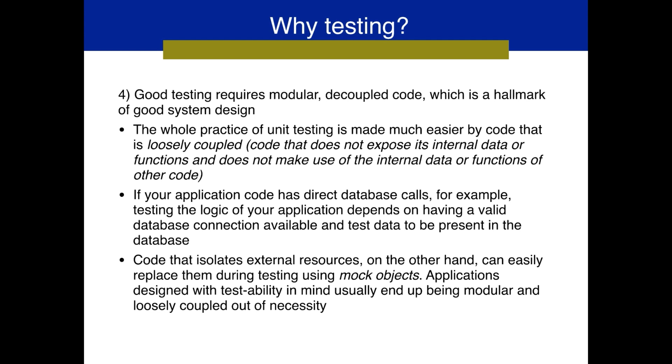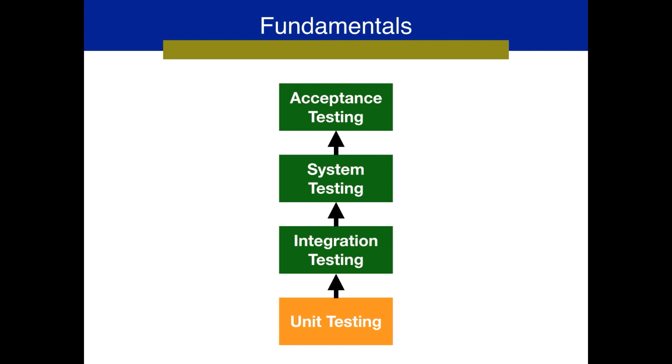So if your application code has direct database calls, for example, testing the logic of your application depends on having a valid database connection available. So you need to be careful with this sensitive data when testing. Another important thing: remember from the observer pattern where we had the weather station? What if I do not want to initiate that application, which means I do not want to instantiate an object out of that class weather station in order to test? You can create mock objects for that, which are fake objects, but still perform as a real object just for the purpose of testing. So these are the testing of a system design.